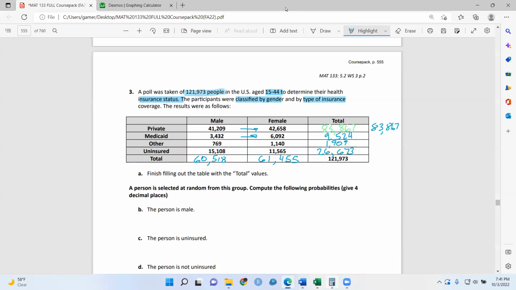Now, based on our classifications, you should assume in this scenario that gender is disjoint. Okay, so you can't have someone stating that they're male and also stating that they're female. I'm assuming the poll allowed you to only pick one. The other assumption you should make that may not actually be true is that the type of insurance someone has, we're assuming is disjoint as well. Now, it's certainly possible that you could have a combination of insurances like private and Medicaid and whatever. But for this problem, assume that each of these rows is a disjoint outcome.